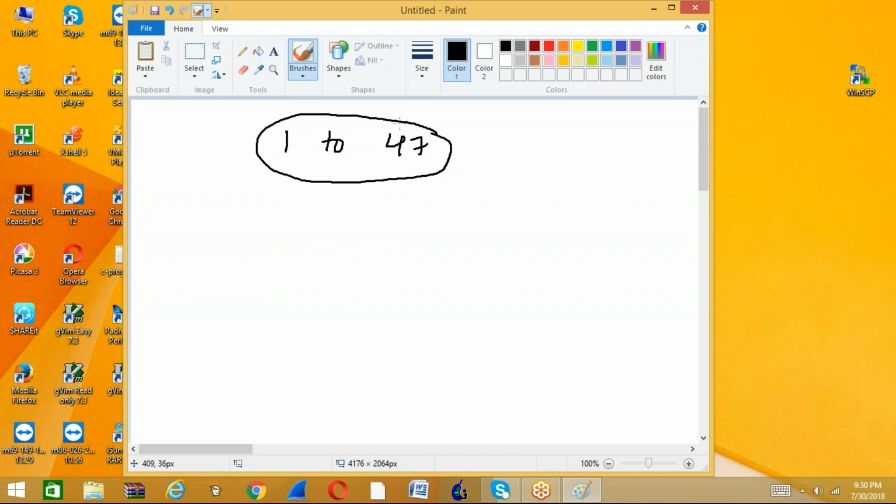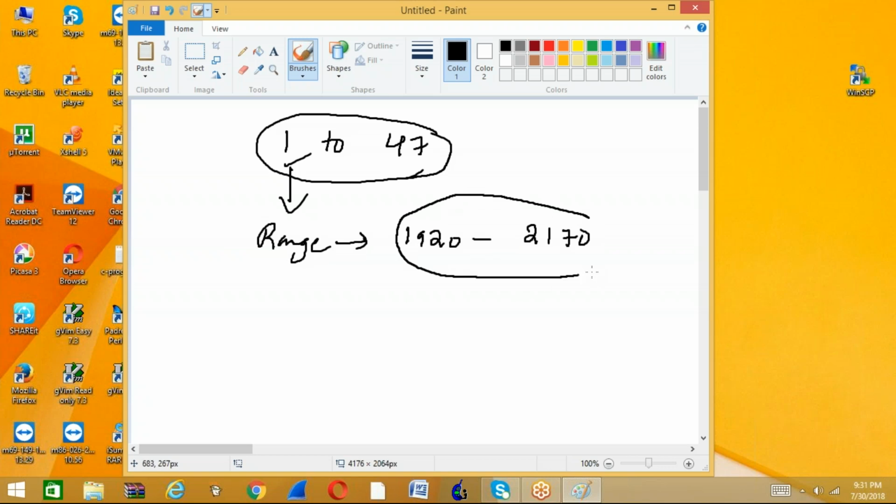Now, these index numbers from 1 to 47 are like your roll numbers. Roll number 1, some name. Roll number 2, some name. Bands are like roll numbers, and they map to ranges of frequency. So when I take band number 1, what is its range? 1922 to 2170 megahertz is the range of frequencies.